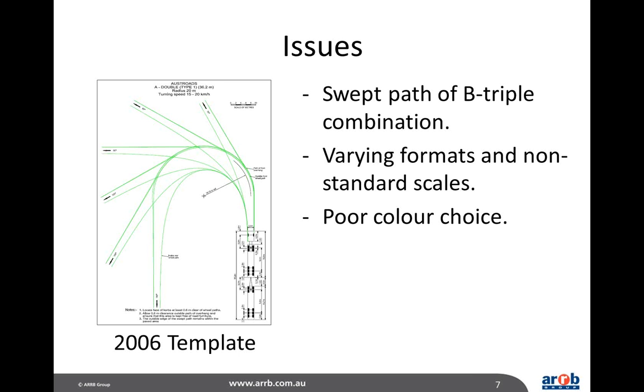Therefore the B triple needed modification to meet this requirement while still being representative of the B triple heavy vehicle fleet. The turning templates also were of varying formats and non-standard scales, which made them difficult to use in road design tasks, and it was identified that there was a poor colour choice, the bright green, which made it difficult to see in black and white printing or when photocopying the templates, and they produced poor reproductions.